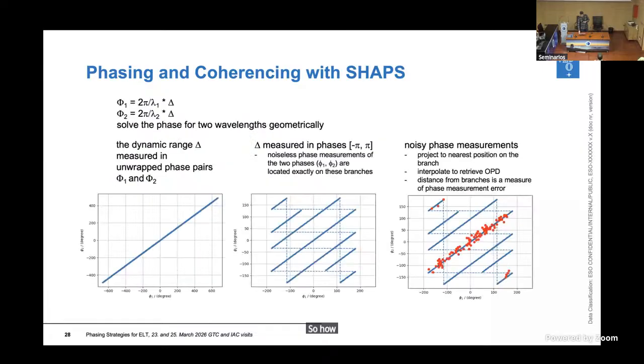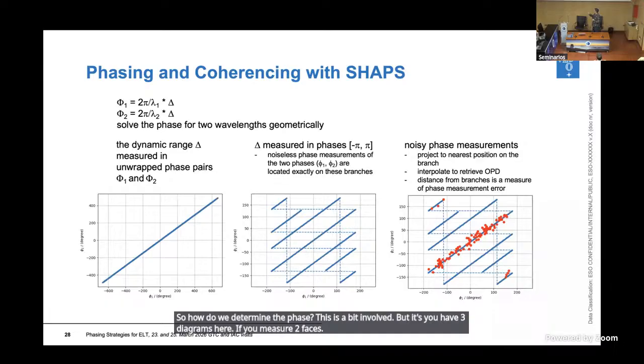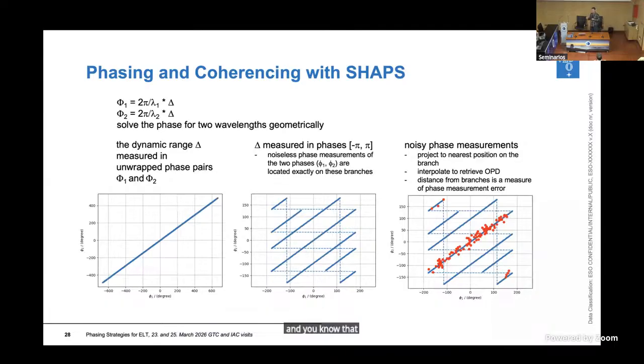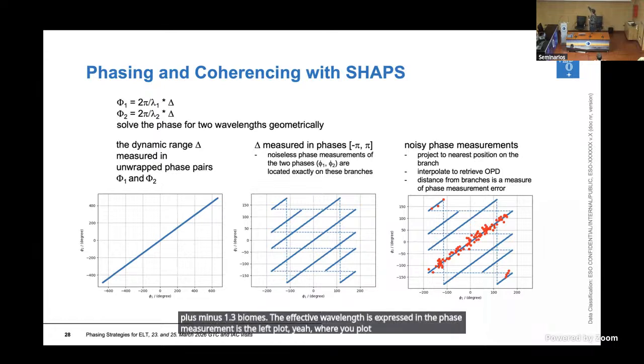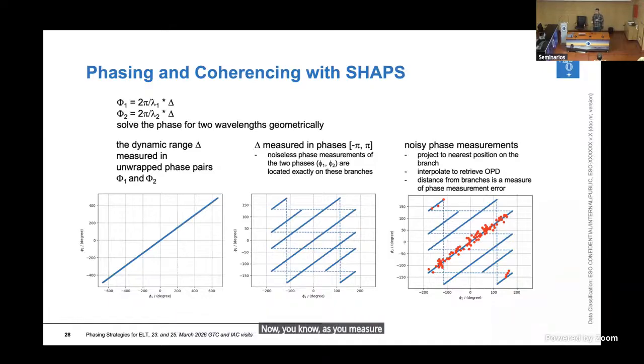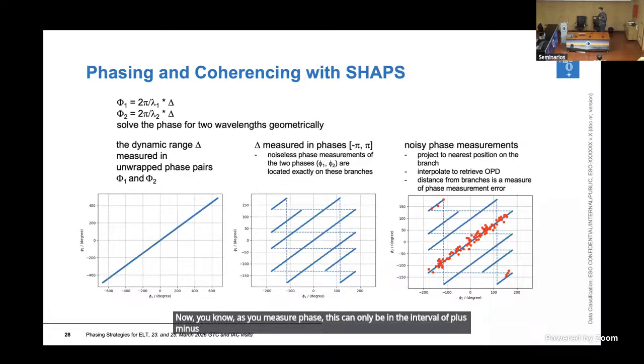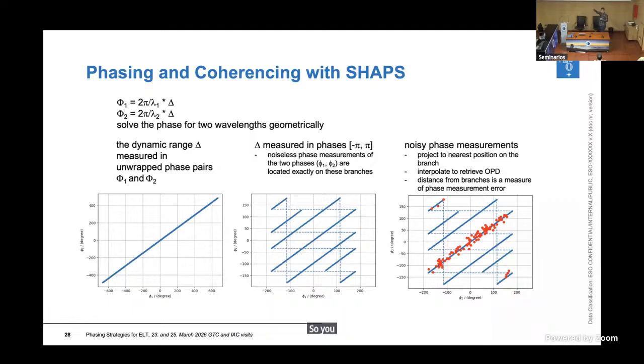So how do we determine the phase? This is a bit involved, but if you have 3 diagrams here, and you measure 2 phases, you know that you get a solution over your effective wavelength, plus minus 1.3 microns. The effective wavelength is expressed in the phase measurement in the left plot, where you plot minus 600 degrees to plus 600 degrees in one phase and a slightly deviated phase on the other one. Now you know that as you measure phase, this can only be in the interval of plus minus 180 degrees. So you need to break this branch, and you get this diagram in the middle. So you wrap it into the phase space.